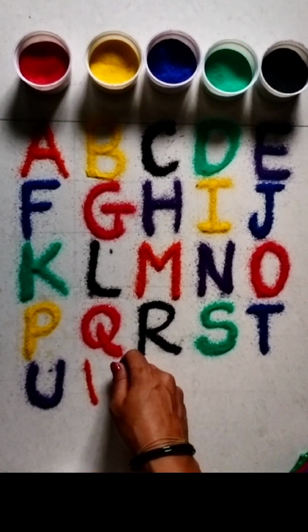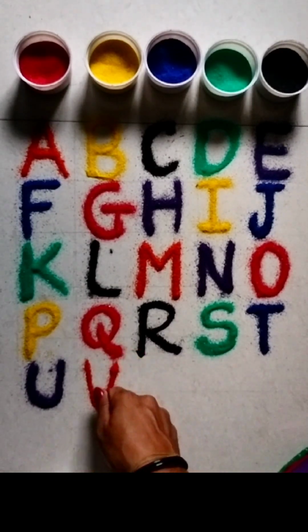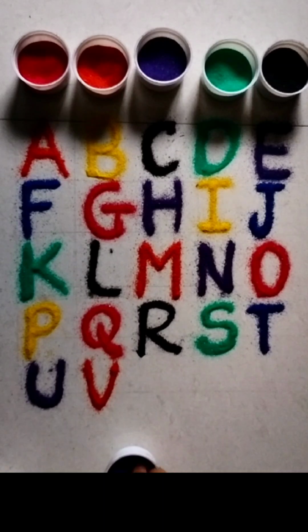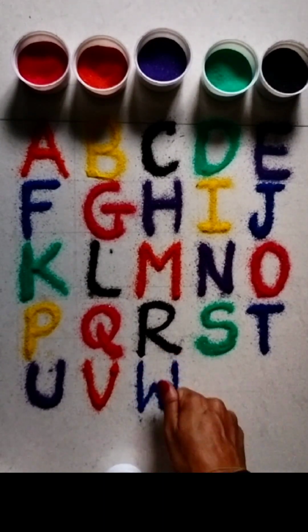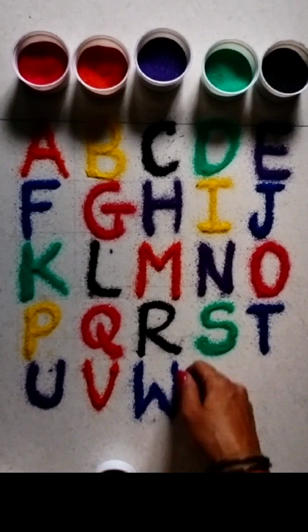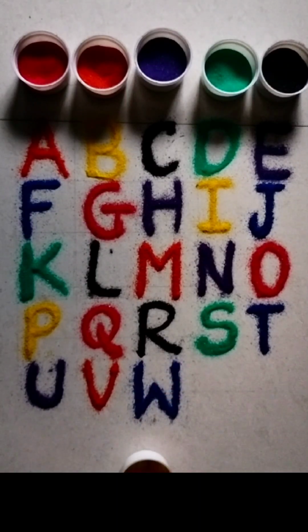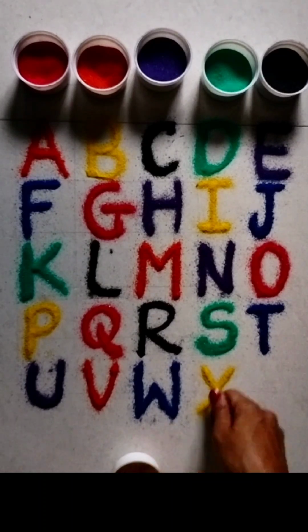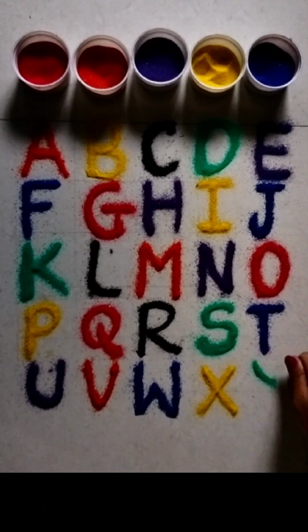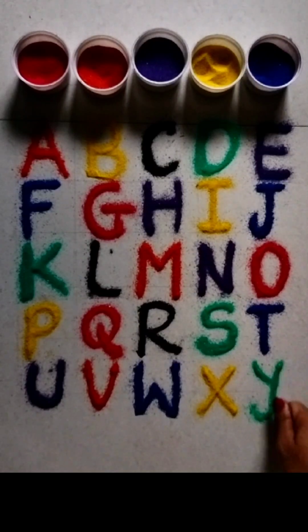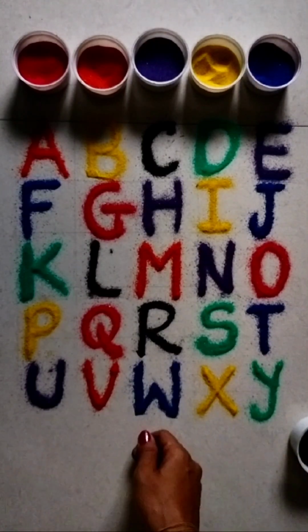V. V for vegetable. W. W for watermelon. X. X for Christmas tree. Y. Y for yak. Z.